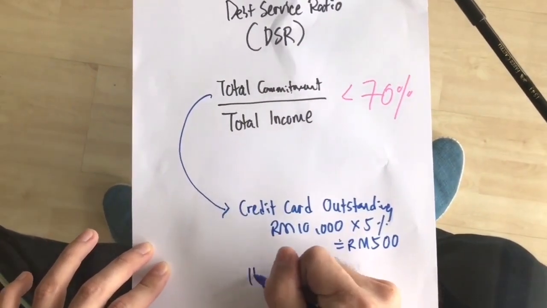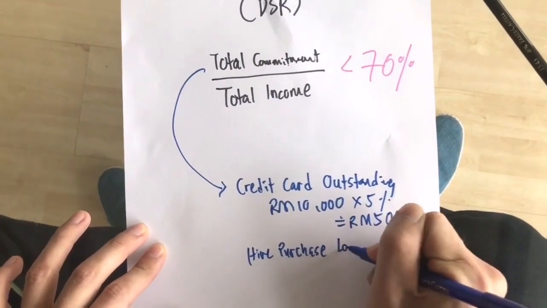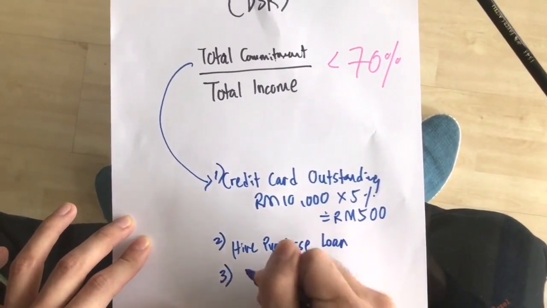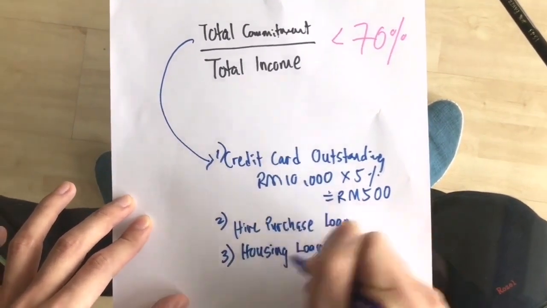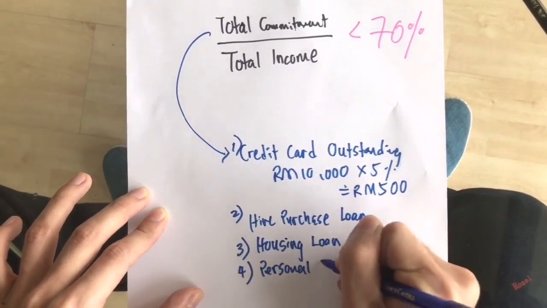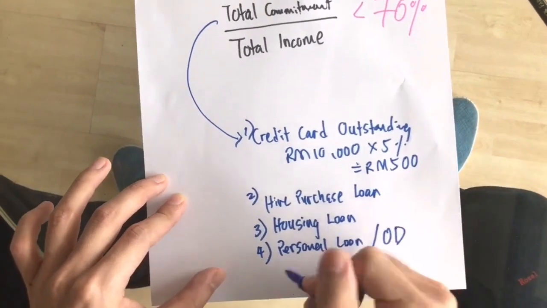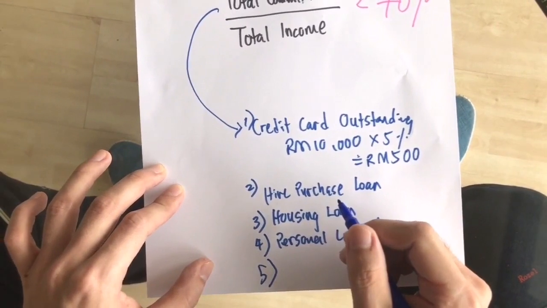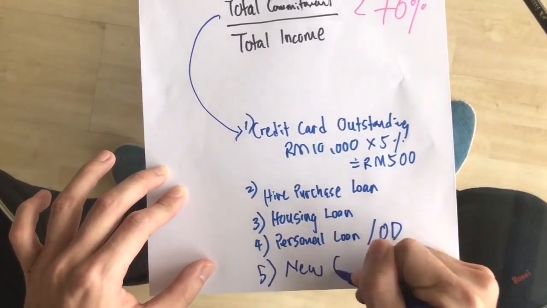Next is hire purchase loan. So I put a number here, 1, 2. Third, existing housing loan. Fourth one, personal loan or overdraft. Let's put this as OD. And lastly, your car, new commitment.